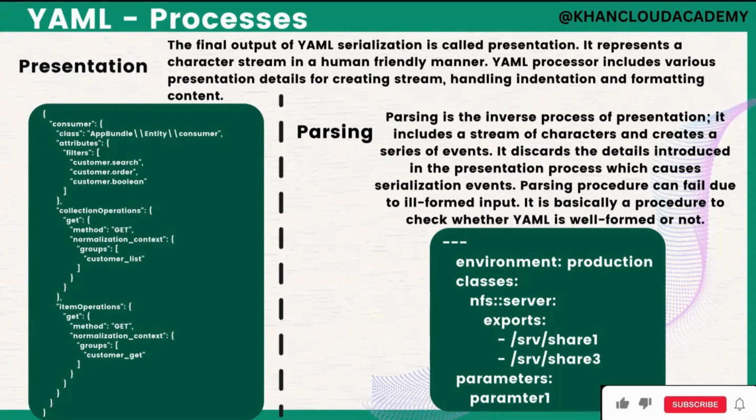So let's start with the three dashes and end with the three dots. Environment production, there are the classes, NFS, server, export. So this is how you can say whether YAML is well formatted or not. So you have to check this.